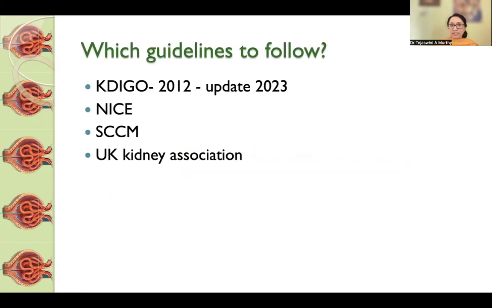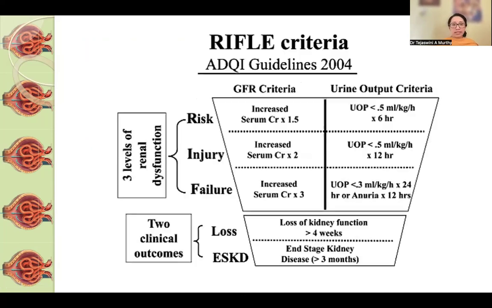So there are several guidelines which have come up with regards to dialysis. The most common ones that are currently recommended are the Kidney Disease Improving Global Outcomes, or KDIGO guidelines. There are also NICE guidelines, SCCM guidelines, UK Kidney Association guidelines, which are all dependent on the geographical location of the center. But one thing which is worldwide accepted is the KDIGO guidelines, which were released in 2012 and updated last year. So nothing much changed with the update. I will talk about the current guidelines.